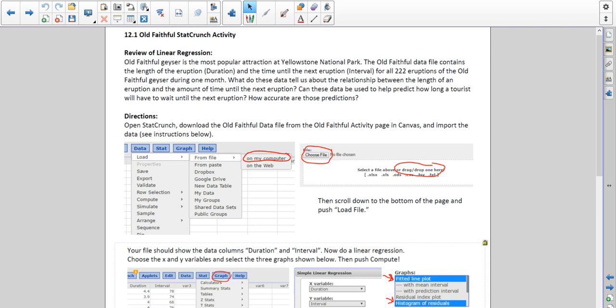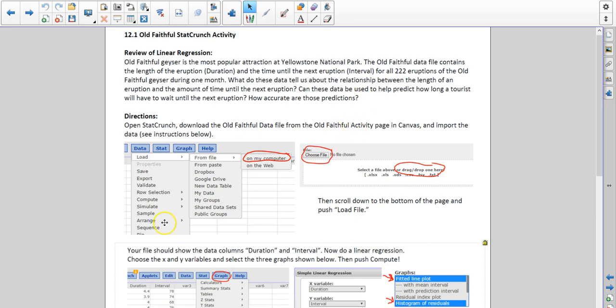This data contains the lengths of eruptions of Old Faithful Geyser in Yellowstone National Park, that's called duration, and the time until the next eruption, the interval, for 222 eruptions from 1 month. And we want to know what the data tells us about the relationship between the length of the eruption and the amount of time until the next eruption, which might be helpful to tourists. Can we make good predictions? How accurate are those predictions?